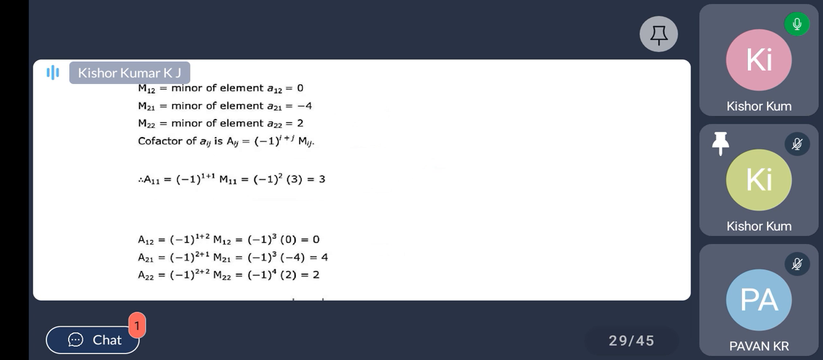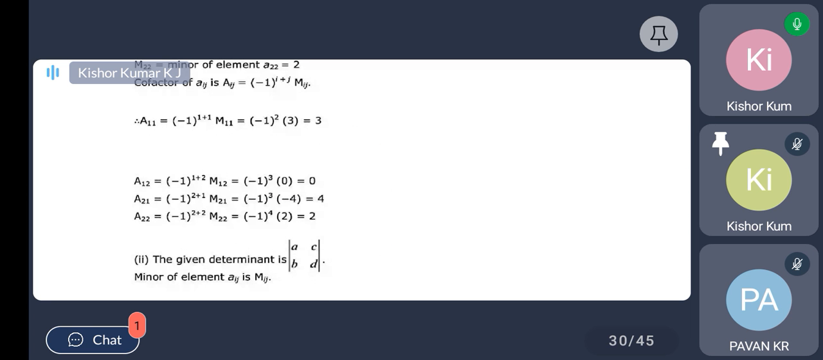Next, the cofactor of the element A21, that is the element present in the second row and the first column. A21 is equal to minus 1 to the power 2 plus 1 into M21. That is equal to minus 1 to the power 3 into minus 4. And as we know, minus 1 cubed will be minus 1 only. Minus 1 into minus 4 is plus 4.